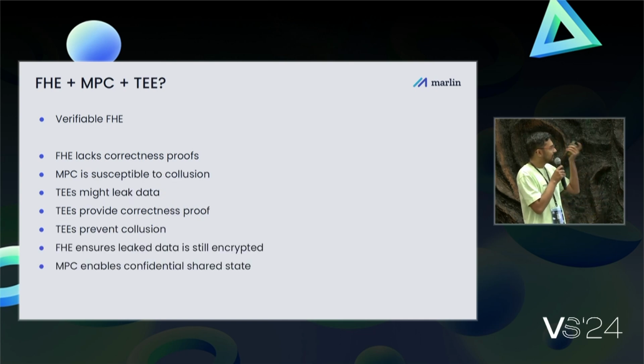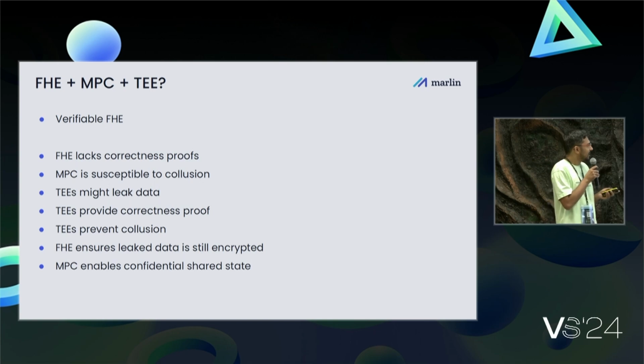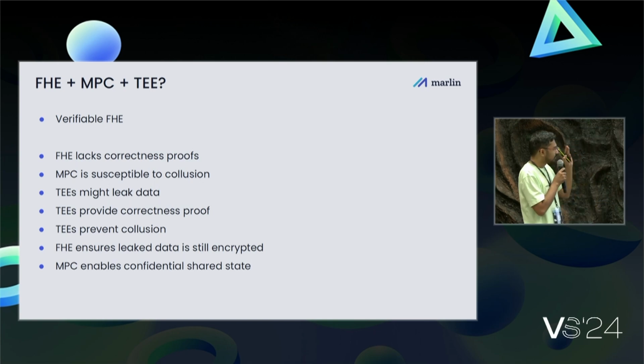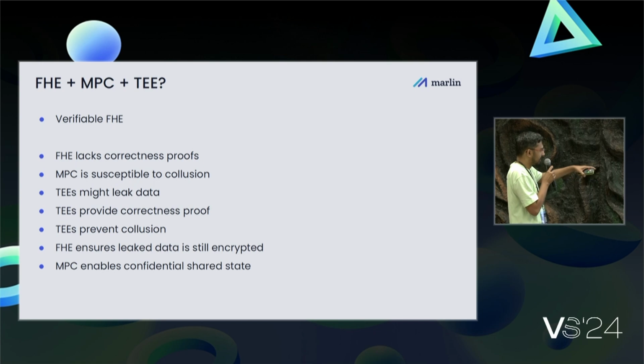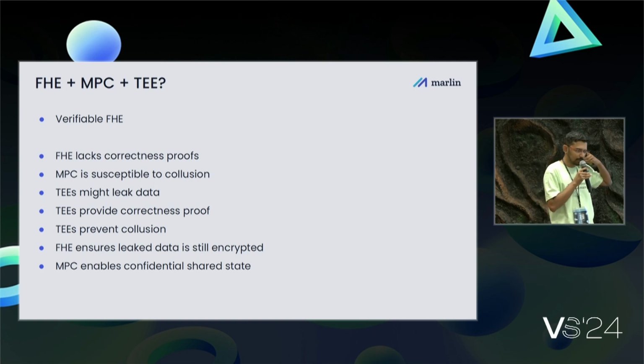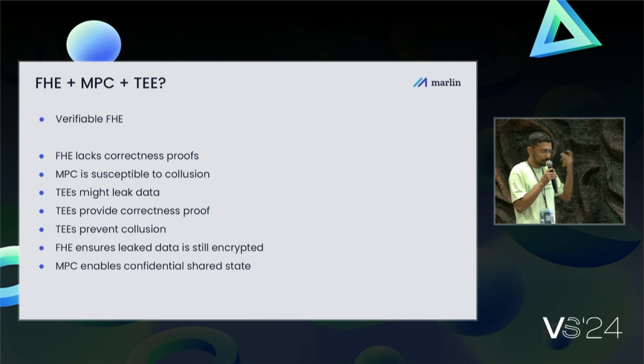Let's maybe supercharge this. Let's replace ZK with TEs. So it solves a whole bunch of problems with each of these technologies. FHE basically lacks correctness proofs. Your MPC is susceptible to some sort of collusion, right? And of course, your TE is susceptible to side channels and leaking data, right? So TEs get you the correctness proof side of things. It also prevents the collusion that is a problem with MPC, right?